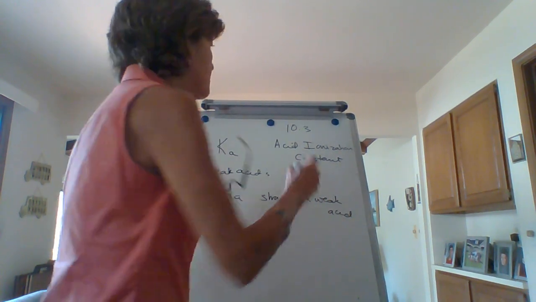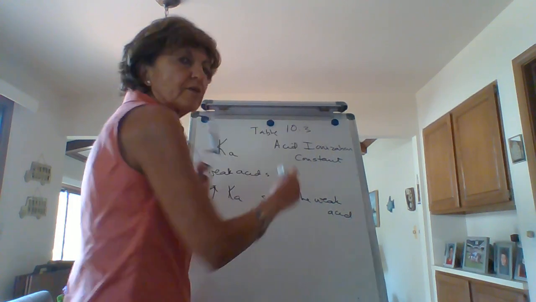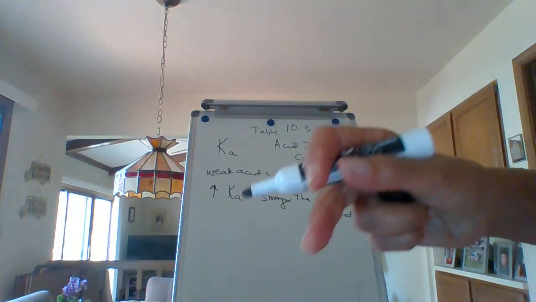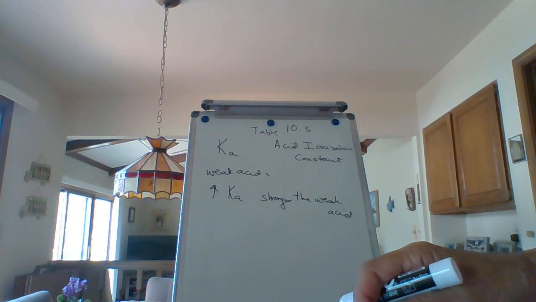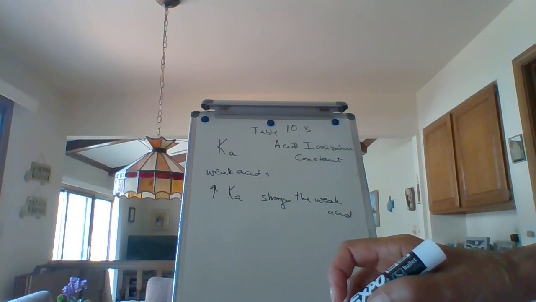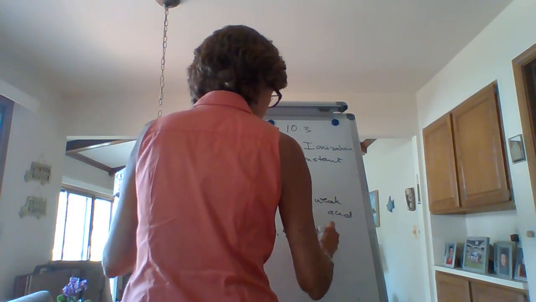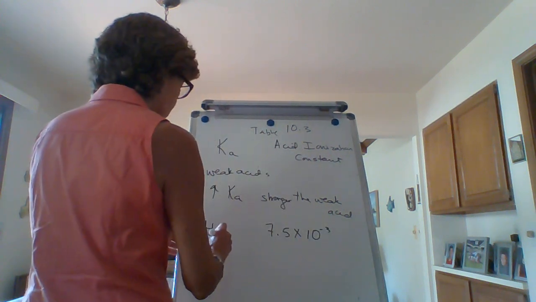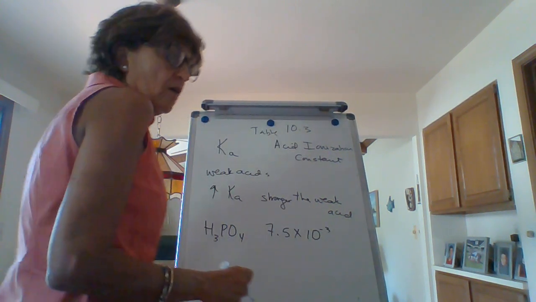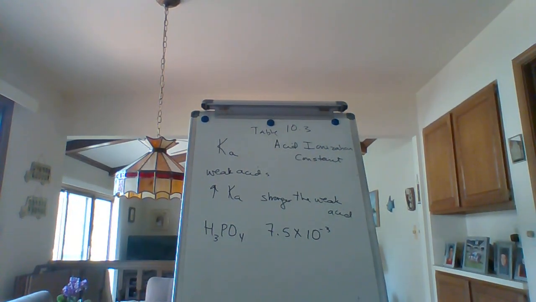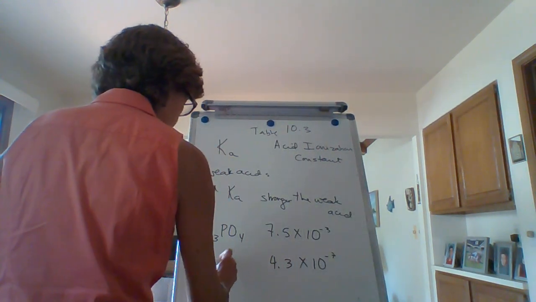And if you look at that table, this is table 10.3, it gives you a bunch of numbers. Let me take a look real quick here. We have phosphoric acid has a Ka of 7.5 times 10 to the -3. So 7.5 times 10 to the -3. This is phosphoric acid. All right. For another acid, carbonic acid, H2CO3, it's 4.3 times 10 to the -7. And this is carbonic acid.